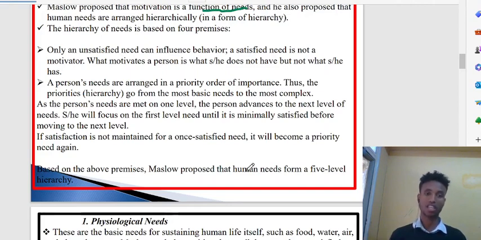As a person's needs are met at one level, the person advances to the next level. We will see how the person goes from the low level of needs to the next level of needs.